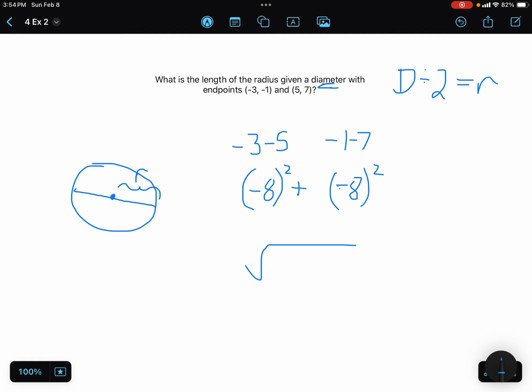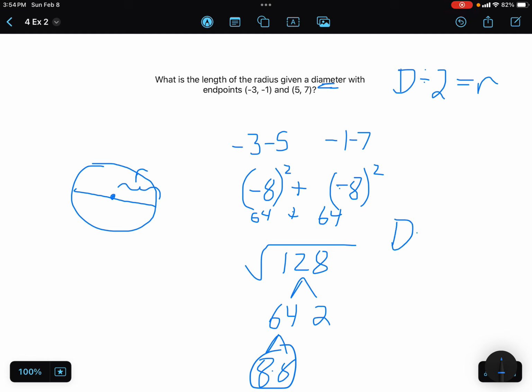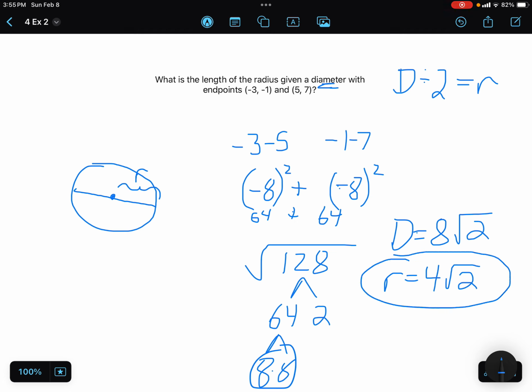So this is going to be the square root of 64 plus 64, which is 128. And then if we find out, let's see, this is going to be 8 and 8. So the diameter is 8 times the square root of 2. And then if we divide that by 2, our radius is going to be 4 times the square root of 2. And again, if your teacher would rather have a decimal, then adjust.